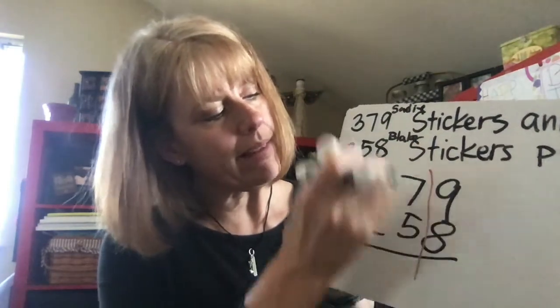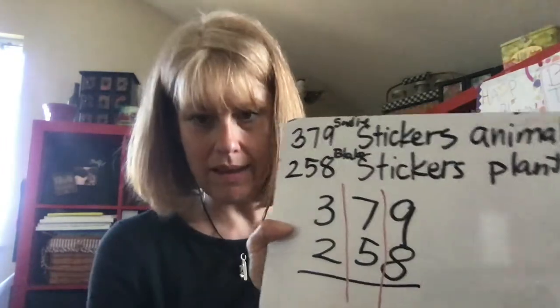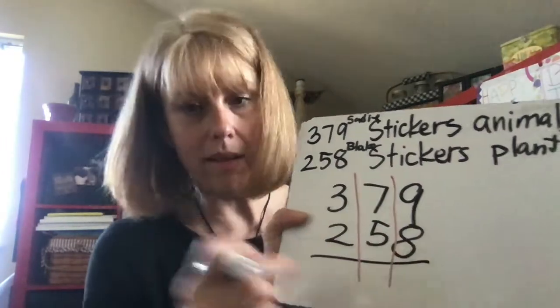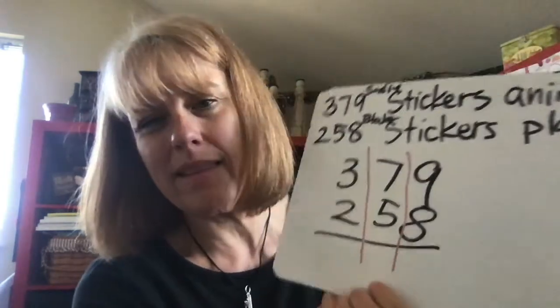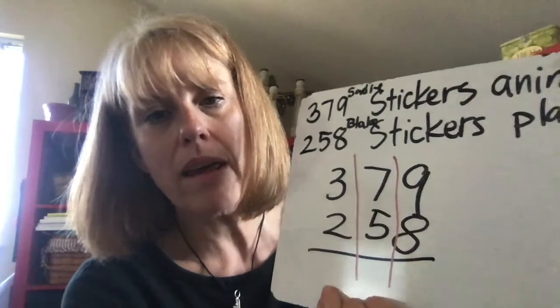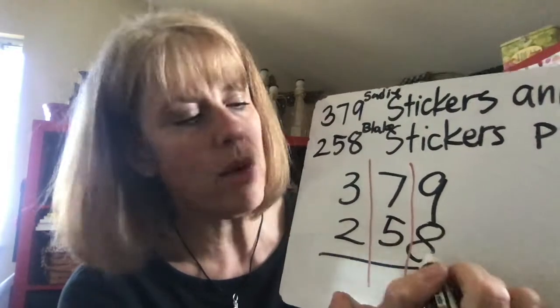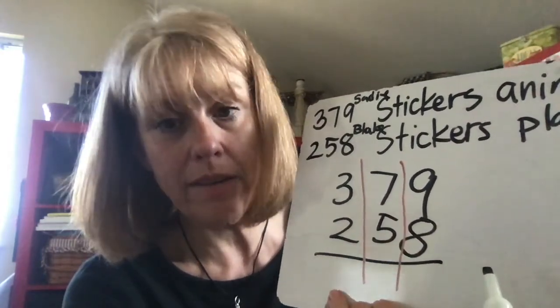I'm just making these lines so that we can always remember how important it is to line up our ones, our tens, our hundreds. We've got to line them up or you're going to find yourself mixing things up, and you don't want to do that. All right, if you have 9 and you take away 8, how many are left?